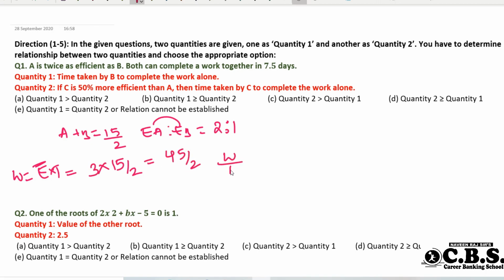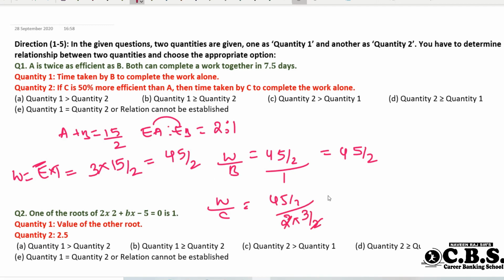So the work done by B is 45 by 2 divided by 1, so B's value is 45 by 2. The same work done by C is 45 divided by 2. A's efficiency is 2, and C's efficiency is 50% more than A, which is 3. So 45 by 3 is 15 by 2 days. So B's time is 45 by 2, and C's time is 15 by 2. Obviously B's time is more than C's time, so quantity 1 is the right answer.